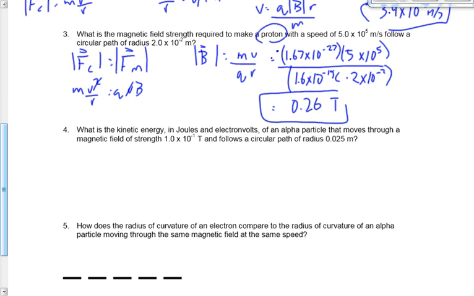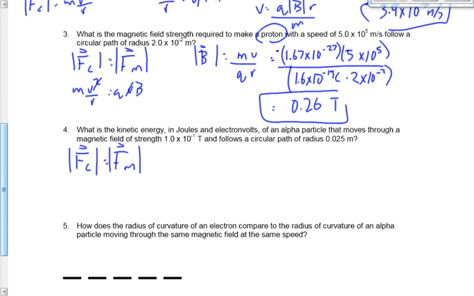4, what's the kinetic energy in joules and electron volts of an alpha particle that's moving through this magnetic field and follows this circular path? A little bit of a different question because usually we're asked to solve for speed. This time we're asked to solve for kinetic energy. But look, if we can get speed, it's pretty easy to get kinetic energy, right? Ek is equal to 1/2 mv squared. So let's get speed. Let's get speed the way that we usually do in these questions by setting Fc equal to Fm.